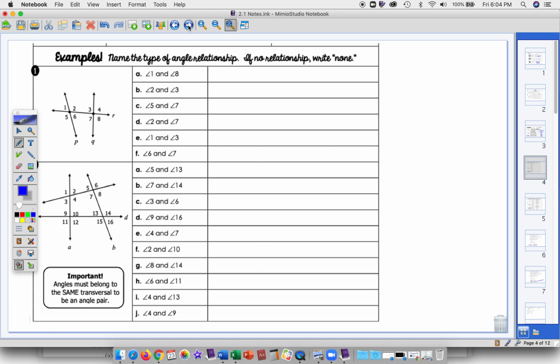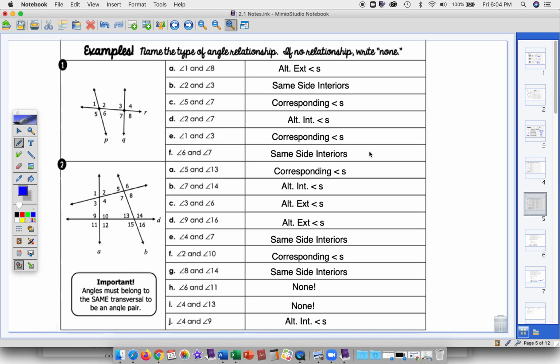Okay, let's see how you did. Here we go. So 1 and 8, alternate exteriors. 2 and 3, same side interiors. You can go through and check the answers. If you differ with anything that I have here, again, put a star next to it, highlight it, and we'll discuss it in class.